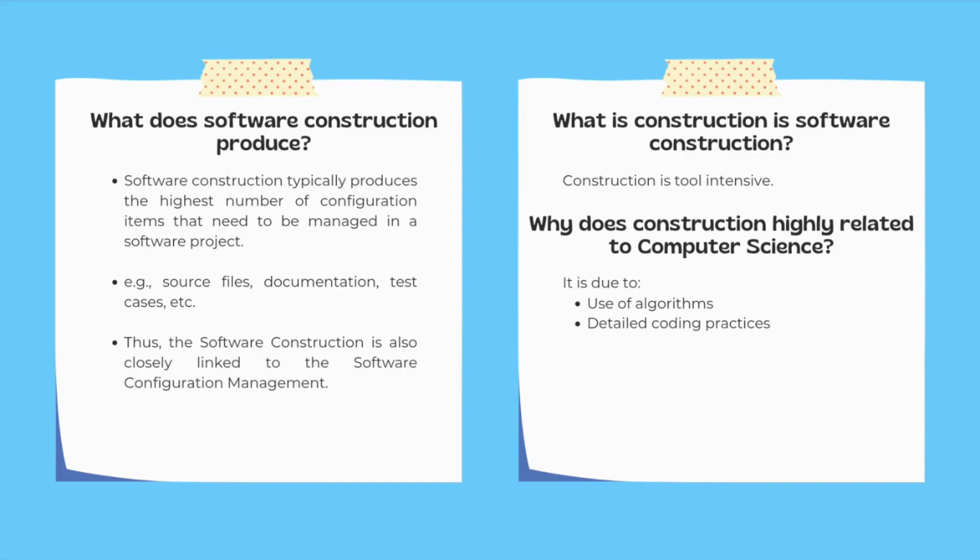Construction in software construction. Software construction is tool intensive. This is because these tools are used to produce and translate program representation, for instance source code, which is sufficiently detailed and explicit to enable machine execution. Why is construction highly related to computer science instead of information technology, IT? This is because of the use of algorithms and detailed coding practices, while IT mainly uses problem-solving skills.